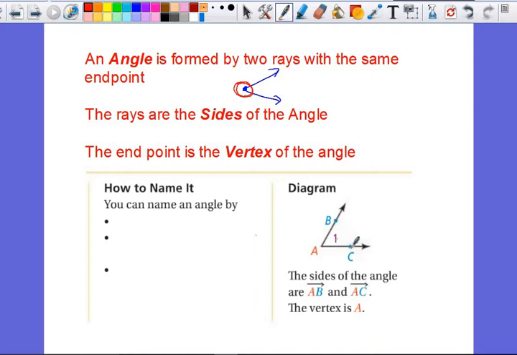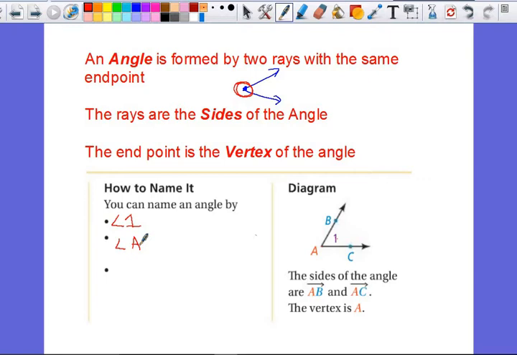So the first thing that we can do is we can name this angle 1, all right? Whenever there's a number in there like that, that's not the measure of it, we can use that to be able to name it, all right? The second thing that we can do is, if it's only one angle like this, we can actually use just the vertex. And if you remember, the vertex is what we said was the end point. So that would be also where we could call it angle A, all right?